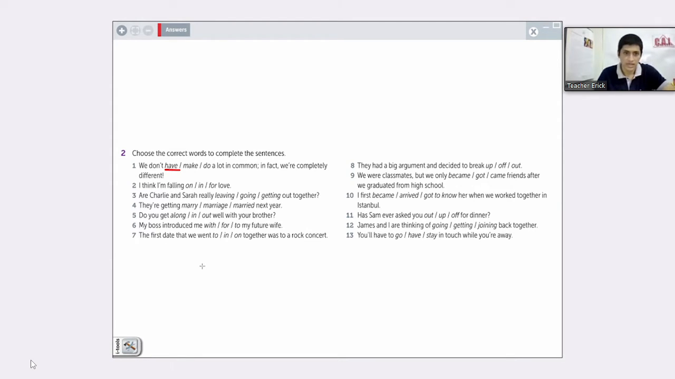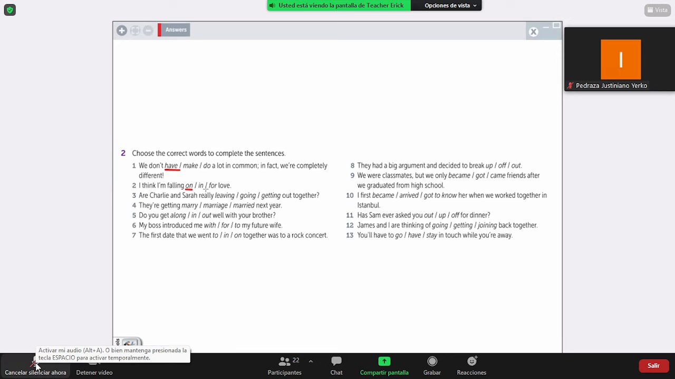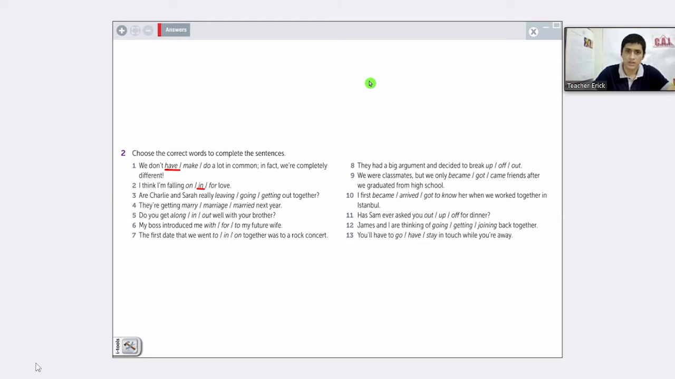Number 2, I think I'm falling on, in, or for love. Which one? On, in, right? I'm falling in love. So try to do the same, please, with the others. If you want, you can look at the phrases in the box in exercise 1. I'm going to give you 2 minutes. And once you finish, send me a message to my private WhatsApp with the word finish or done, okay? So you are going to read your sentences.